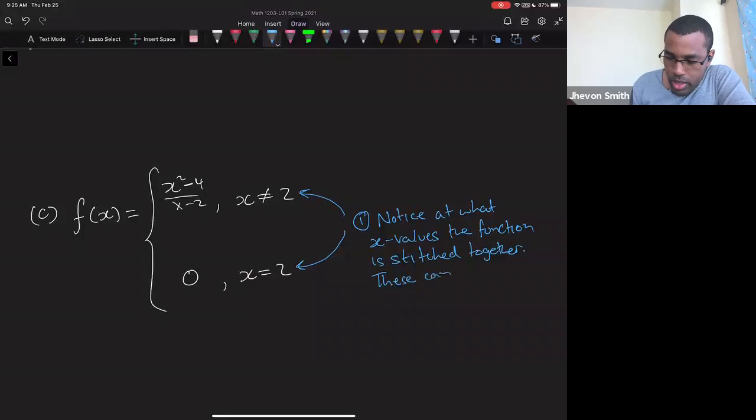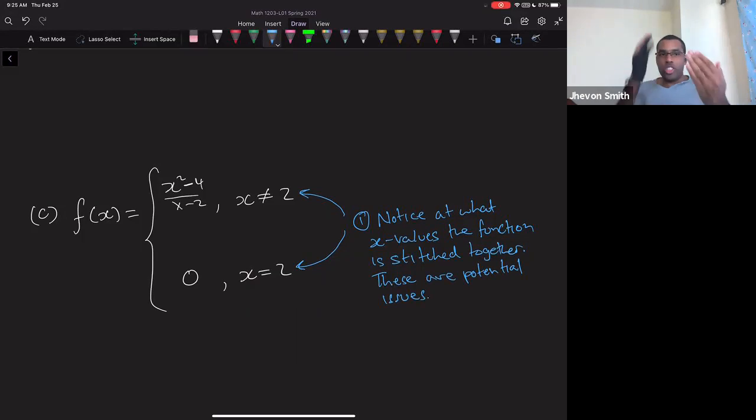These can be potential issues. Because remember, piecewise functions are allowed to be very different from one side to the other. So if you define it in such a way that the left and right side don't connect, that's a problem, right? So you're going to want to know what x values that works for.